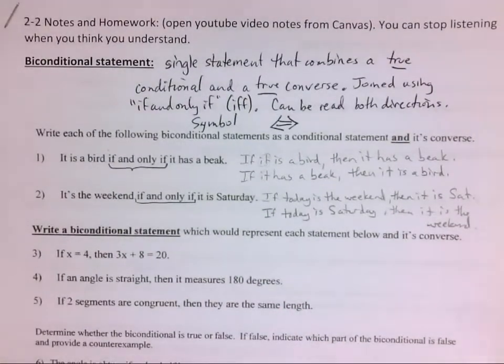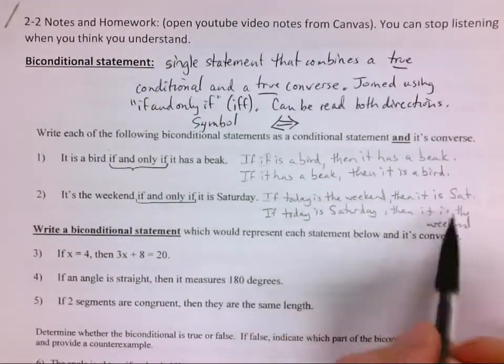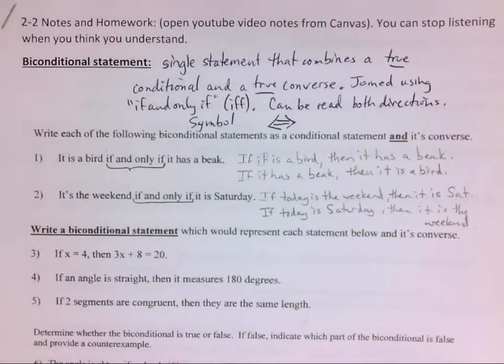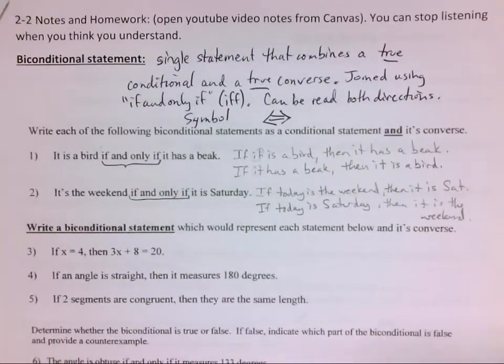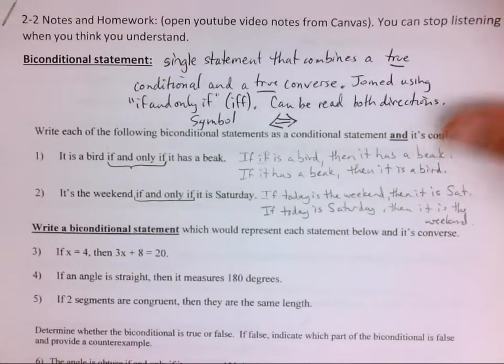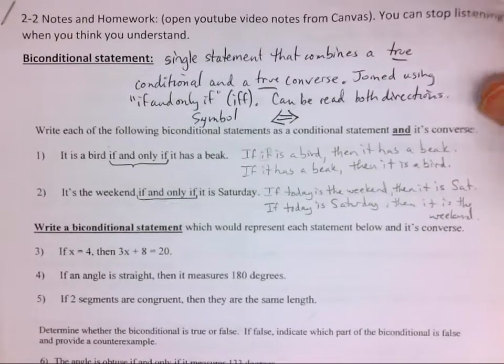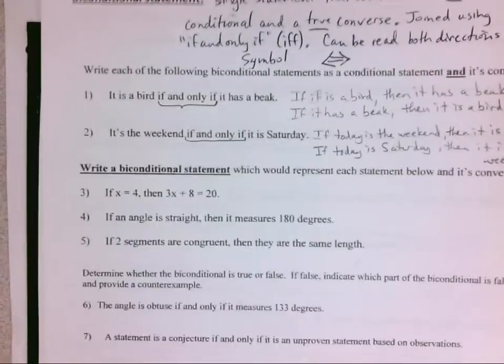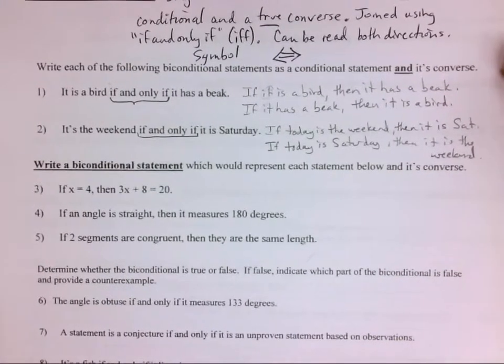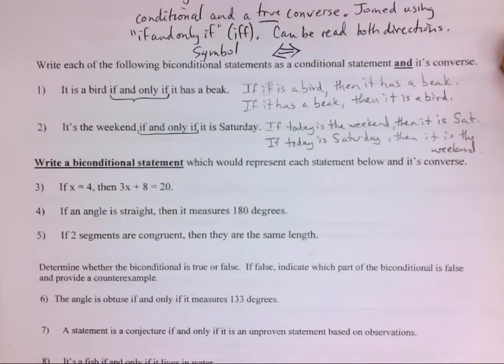This one definitely, one of the things is true, conditional or the converse, but not both. So if you can prove one of the conditional or the converse false, then the biconditional is not really a true biconditional statement. Okay, so it says write a biconditional statement which would represent each statement below and its converse.